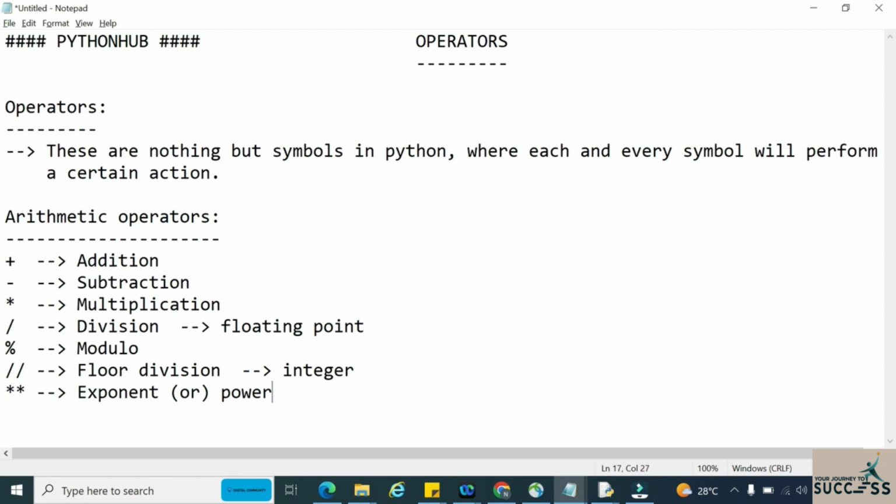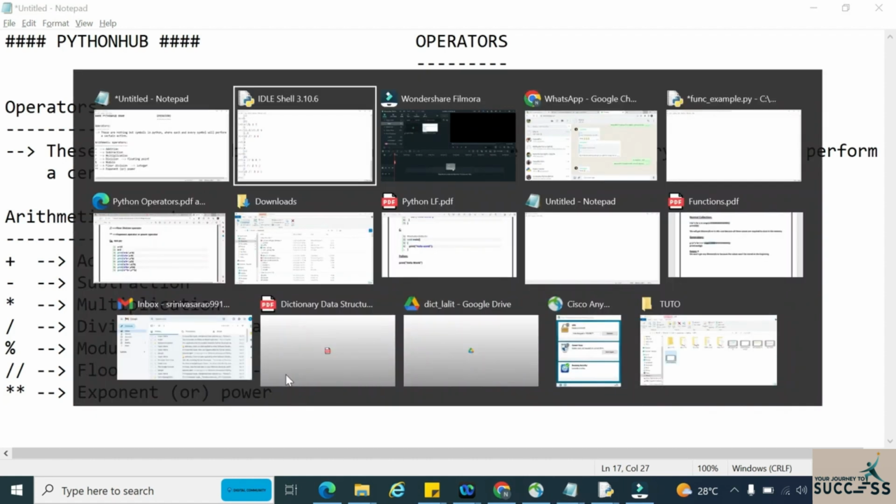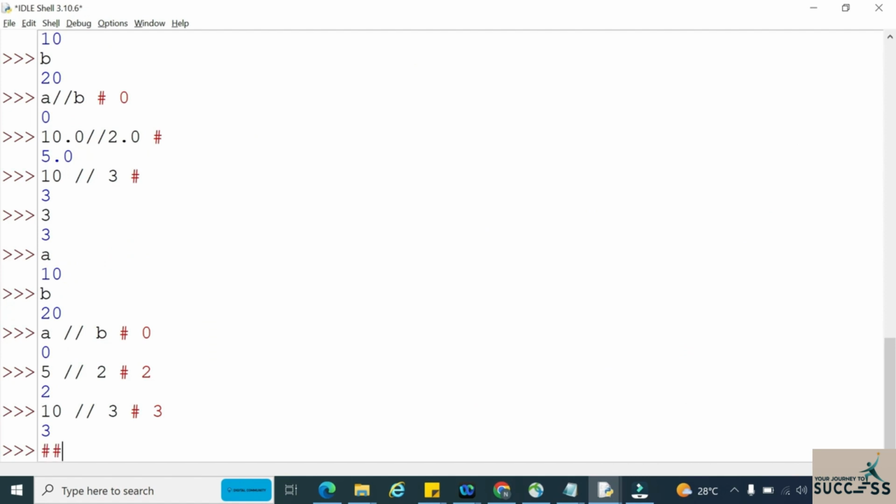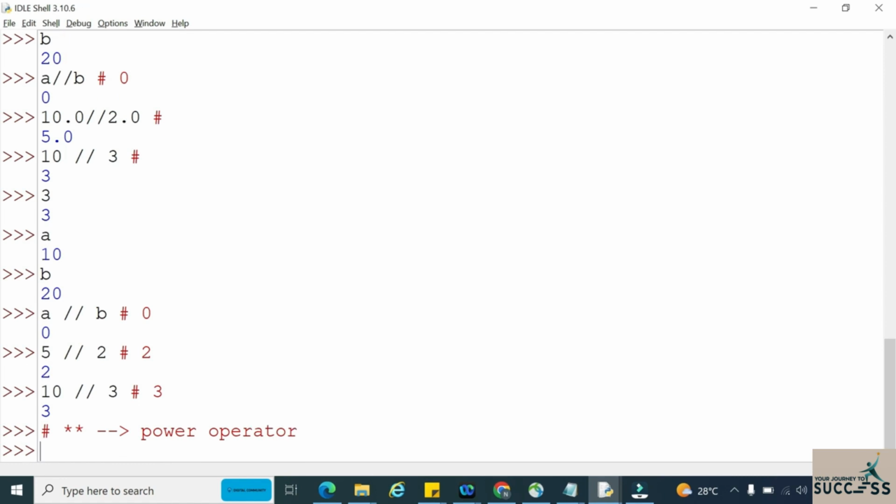Now let us move to the last operator, that is the power operator. The power operator is always denoted with the symbol double star. With this we can find the power of anything. Now if I want to find 2 power 3, 2 power 3 is 2 into 2 into 2, which is nothing but 8. So the output is 8.